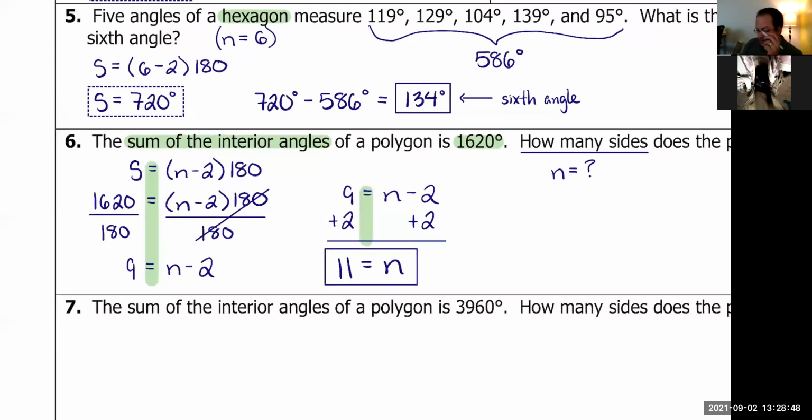So in order for the total of the interior angles to be 1,620 degrees, that must have meant that this shape had 11 sides.